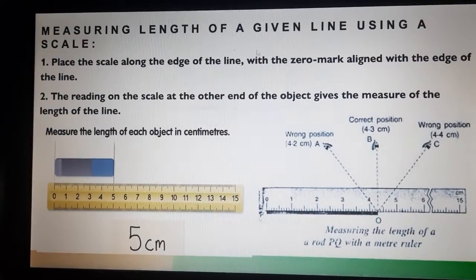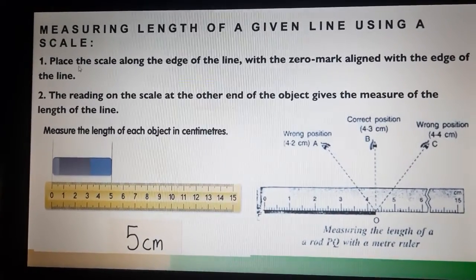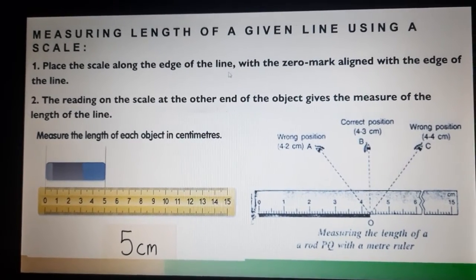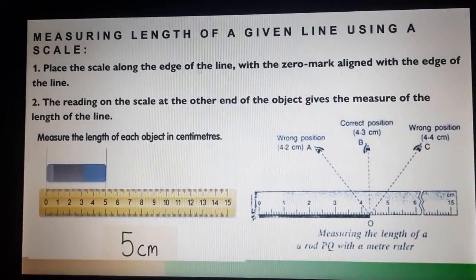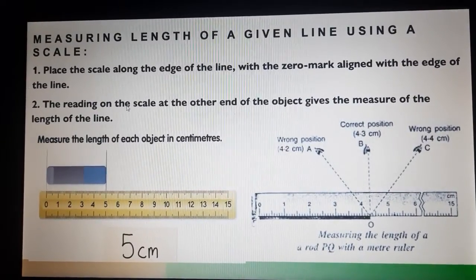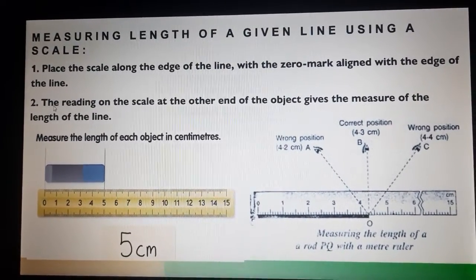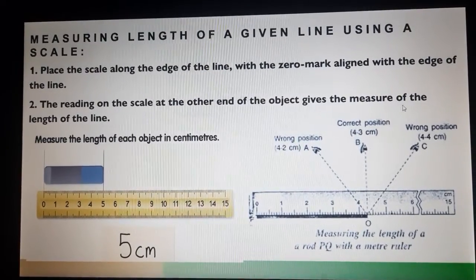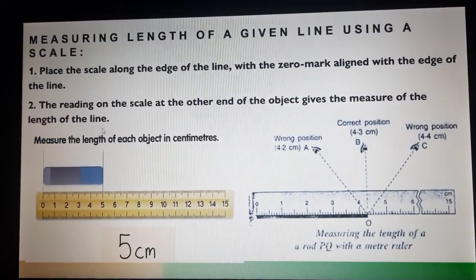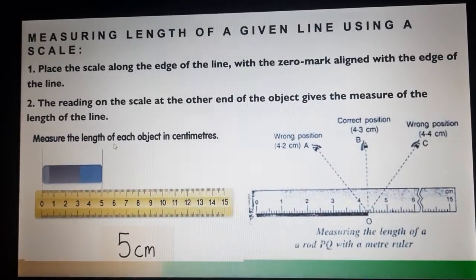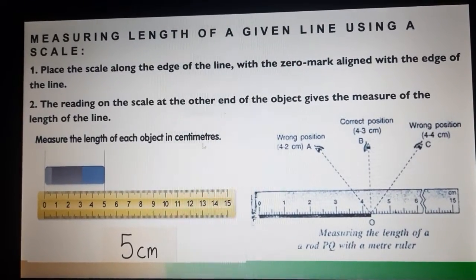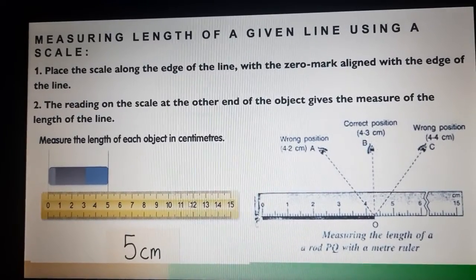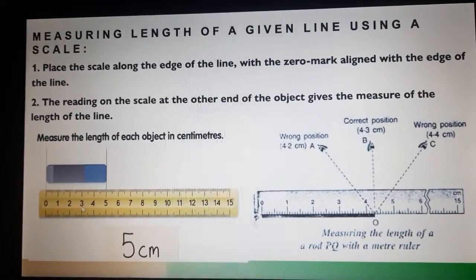Measuring length of a given line using a scale. Place the scale along the edge of the line with the zero mark aligned with the edge of the line. This point we have seen just now. The reading on the scale at the other end of the object gives the measure of the length of the line. Measure the length of each object in centimeters, because this particular line grading here is in centimeters.